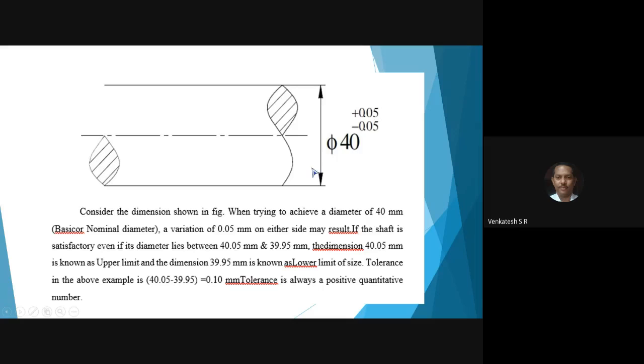Once again, if you write the dimensions like this, the negative sign, whether in the power or in the subscript, is called the lower limit, and this plus 0.05 is called the upper limit. If you add the upper limit and lower limit to the basic dimension, you will get the lower limit and upper limit. The difference between the upper limit and the lower limit is called tolerance, and tolerance is always a positive quantitative number.